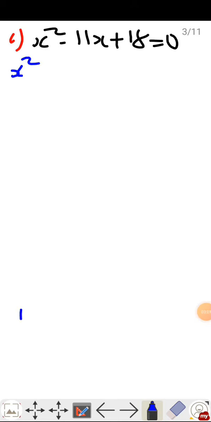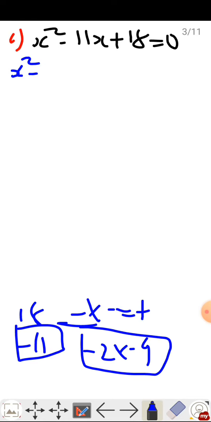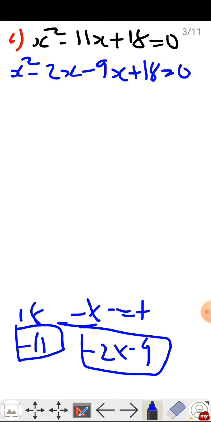So now look at this one, x squared. So the two numbers that will give us 18 when multiplied and give us 11 when added. So both of the numbers have to be negative because of the minus 11. So the two numbers are minus 2 and minus 9. When you multiply we get 18, when you add we get minus 11. So you substitute them, well, you replace them with 11x.